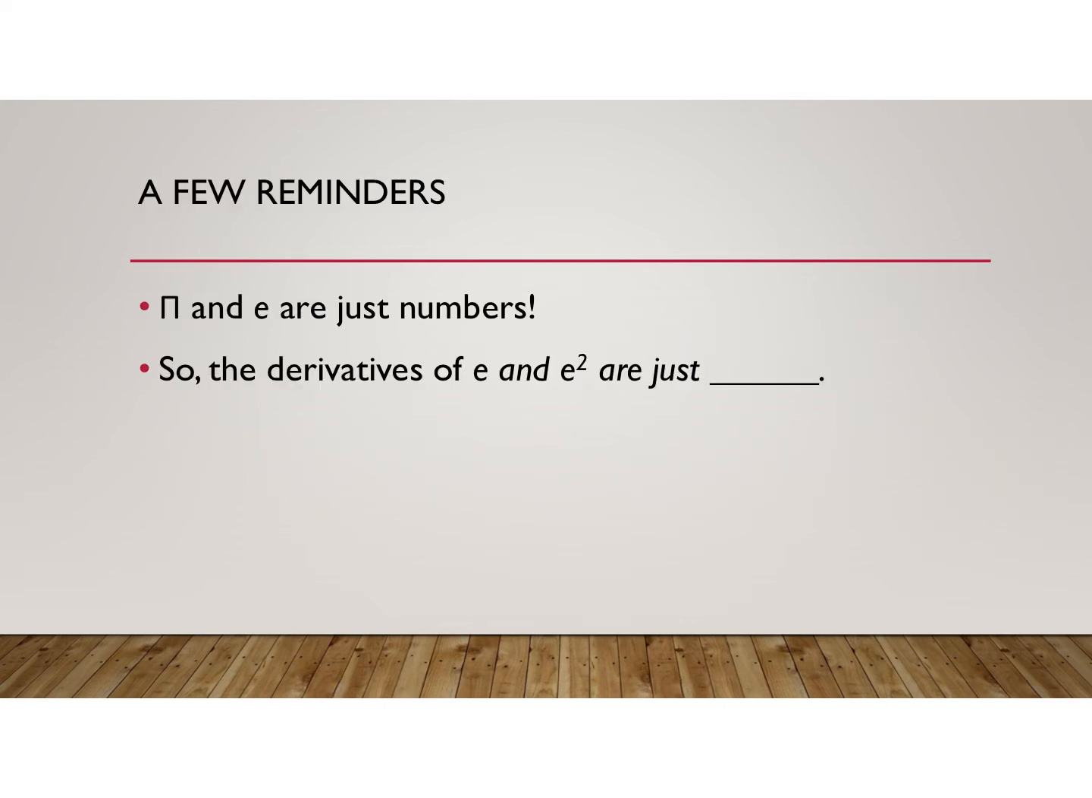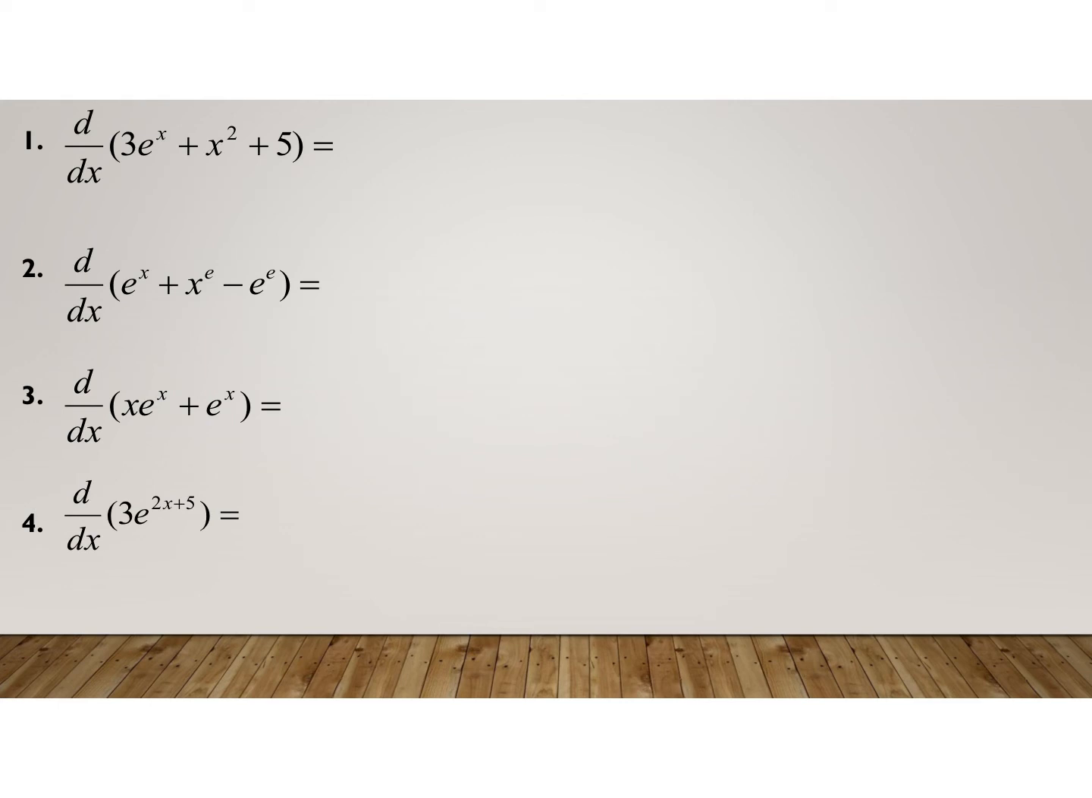Now remember, when you're looking at pi and e, those are just numbers. So if we take the derivative of e squared or pi squared, just like the derivative of any number, the derivative is 0. So watch out for those. They're not variables. Here are some examples for you. We're going to use the sum and difference rule, the power rule, and our new rules as well.